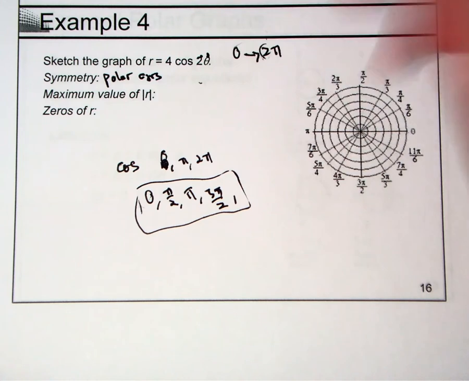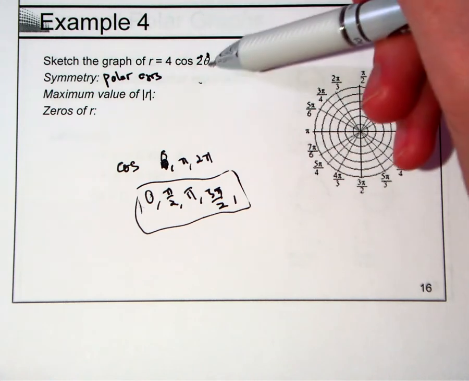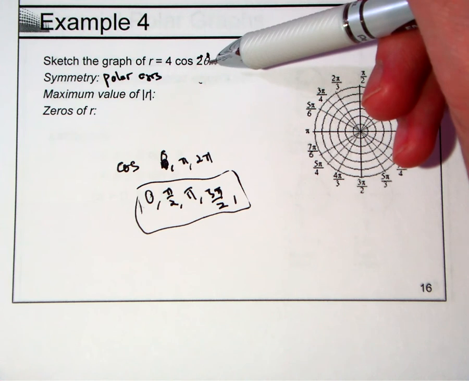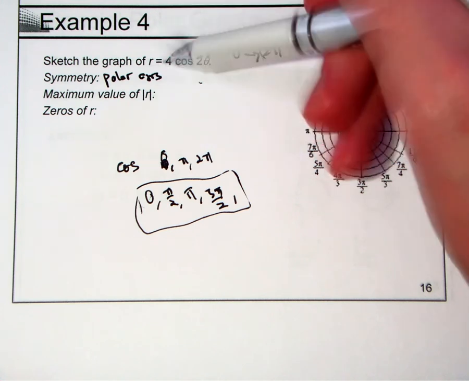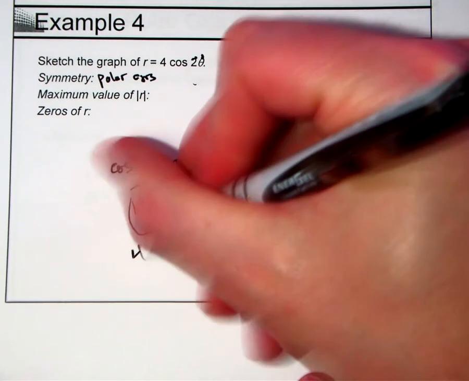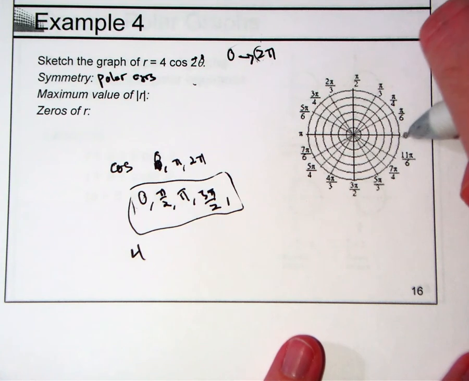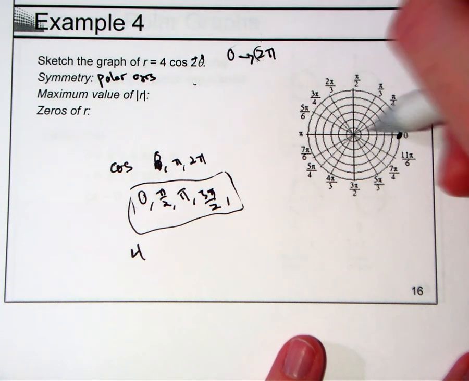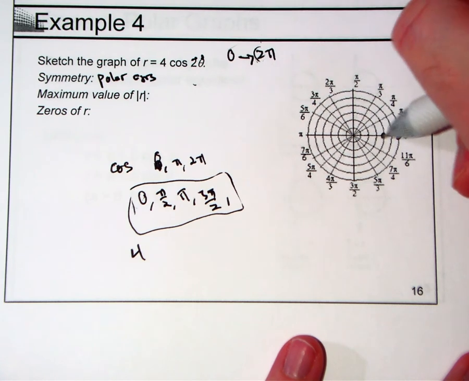So we'd have 4. Okay, think about what's going to happen here. What are those maximum values? If I put in a 0, I would get cosine of 0. Cosine of 0 is 1, and then 1 times 4 is 4. No, not all the way out there. That's not 4. 1, 2, 3, 4.